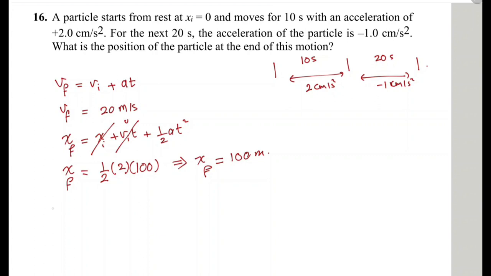Now let's find x final for the second part, which is equal to x0 plus v initial t plus half a t square. And v initial for the second part is actually the final velocity for the first part. So v initial is equal to 20 in this case.